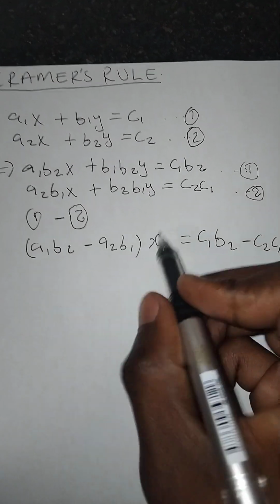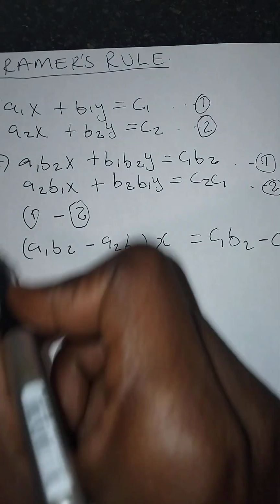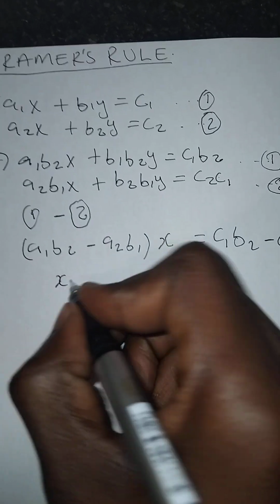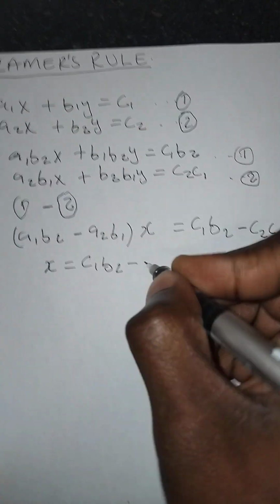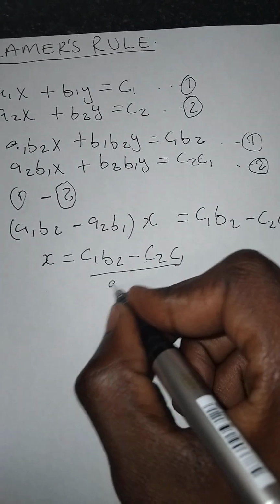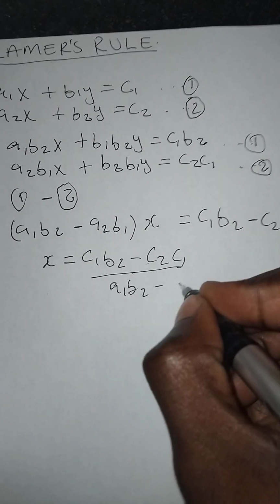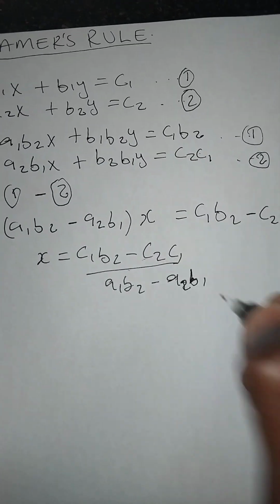Now we are solving for x. We're going to divide both sides by this, so we end up getting x equals c1 b2 minus c2 b1, all over a1 b2 minus a2 b1, just like that.